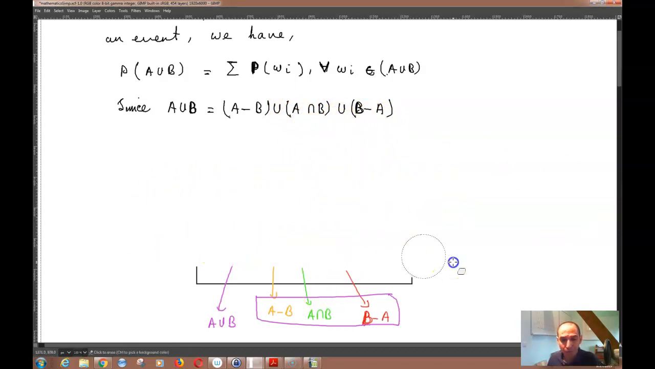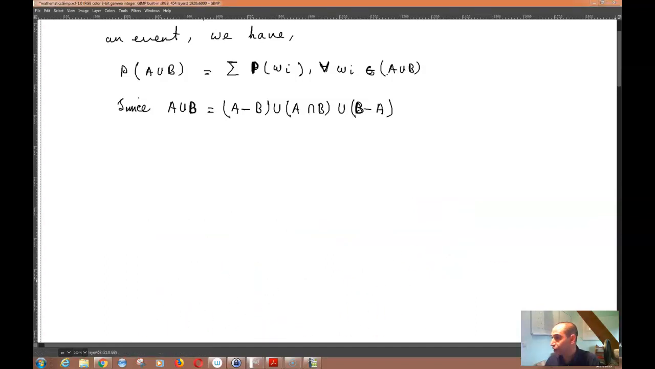Now since that is the case, we have P of A union B is equal to sigma P of omega of I. You can write that, and then I will explain what this equation means.